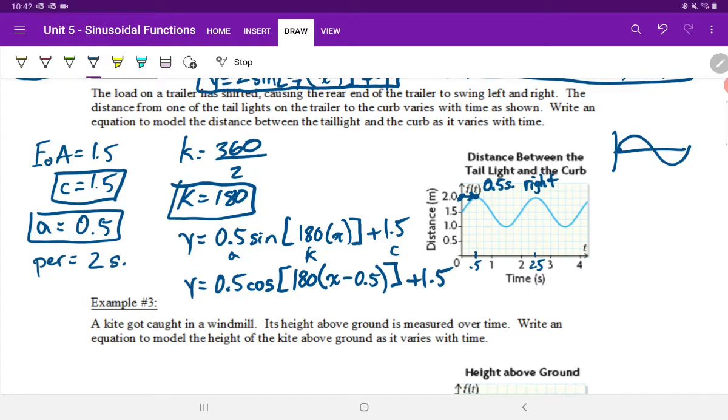Okay, those equations are equivalent. You could sub in an x value for each of those and get the same answer for y.